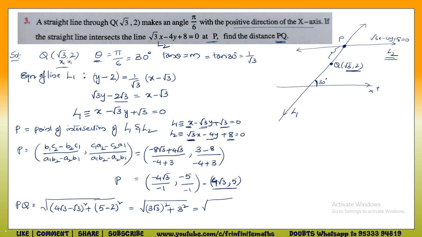3 root 3 whole square is 27, because 3 square is 9 and root 3 whole square is 3. So 9 threes are 27, plus 3 square is 9. So 27 plus 9 is root over 36. The value of root 36 is 6, hence it is 6 units. So likewise we can find the distance between the points P and Q, right?